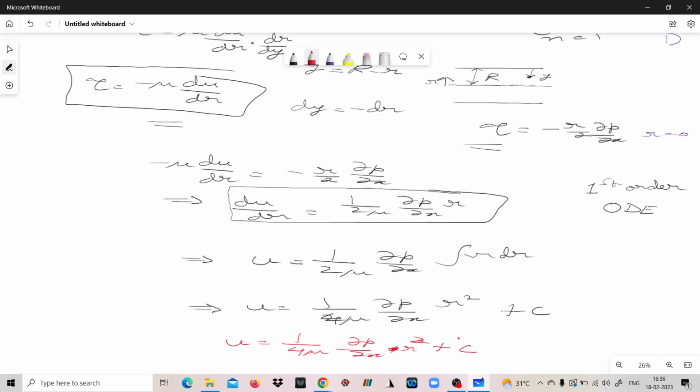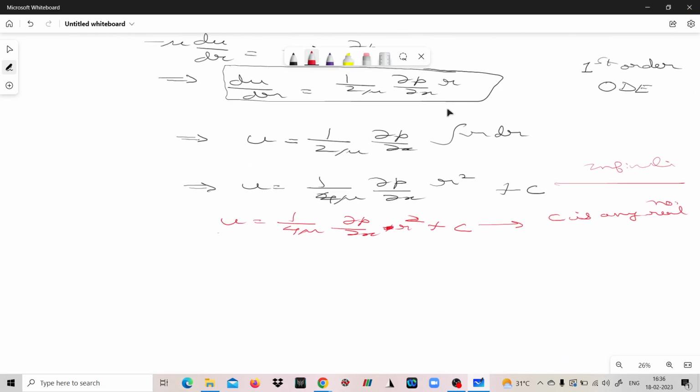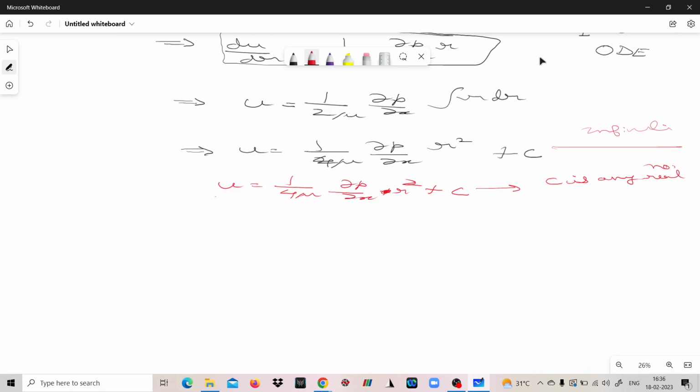Now see, there are infinite possible values of u which will satisfy this. How? Because C is any real constant. C can be any real number, and on the number line we can take infinite real numbers, and all those infinite values are possible solutions for this. But we need a unique solution, and for a unique solution we need a suitable boundary condition.